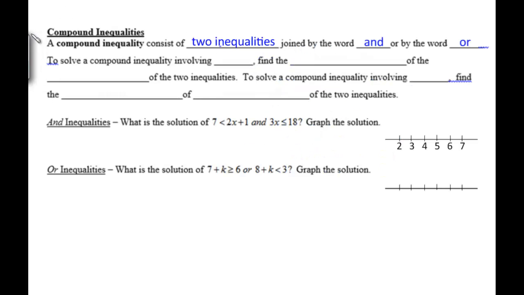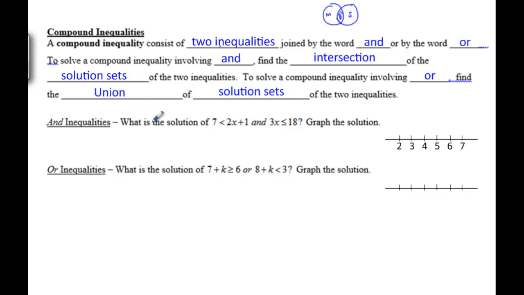Compound inequalities. These are inequalities that consist of two inequalities joined by the word and or by the word or. To solve a compound inequality involving and, we want to find the intersection of the solution sets of the two inequalities. To solve a compound inequality involving or, we're going to use the union of the solution sets.